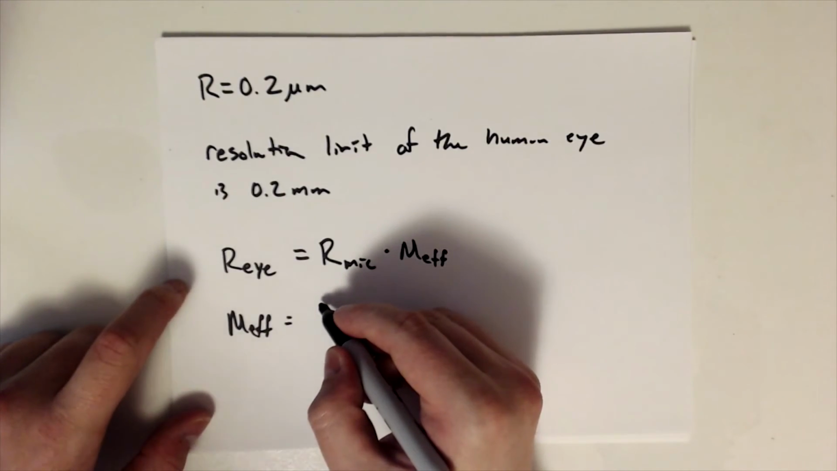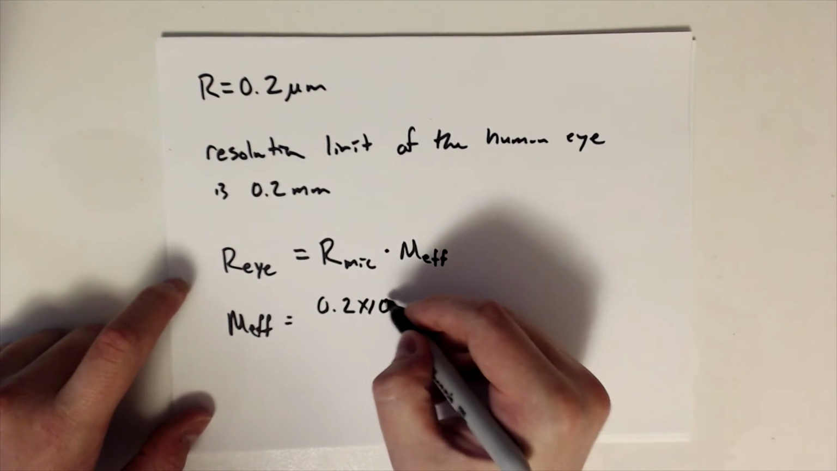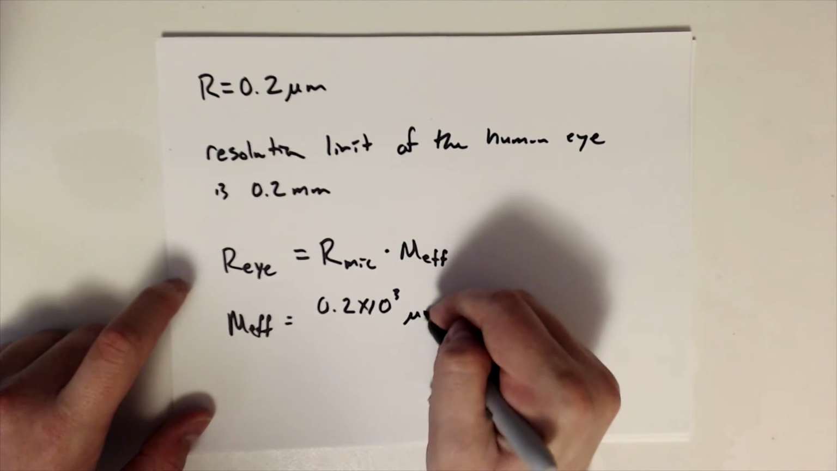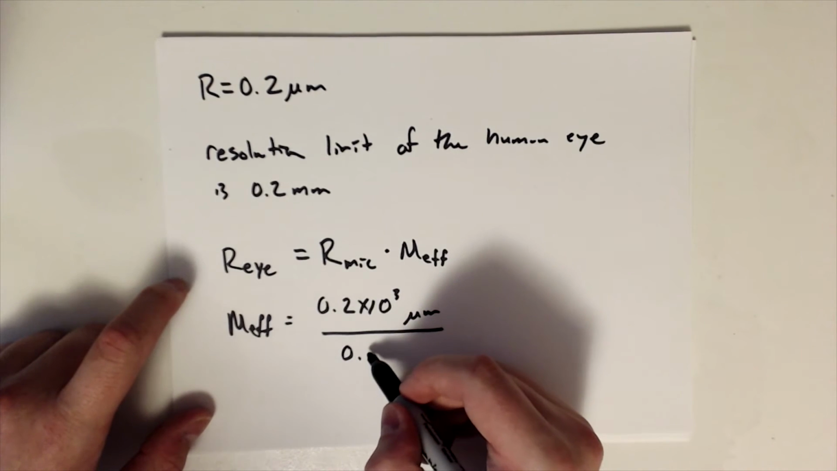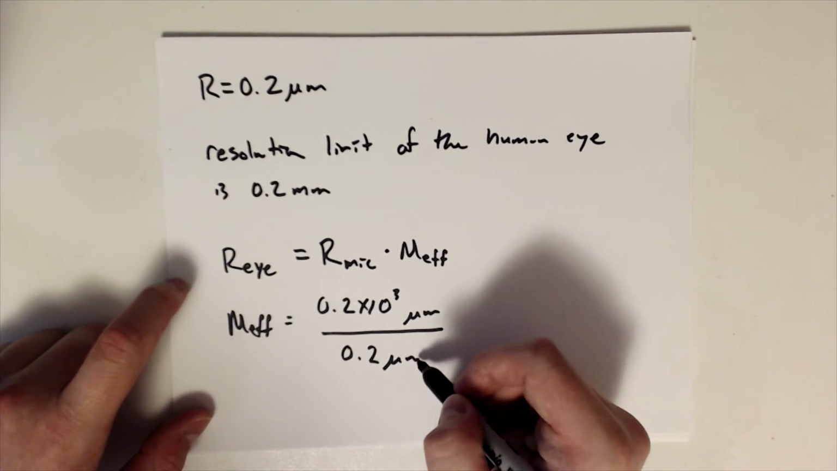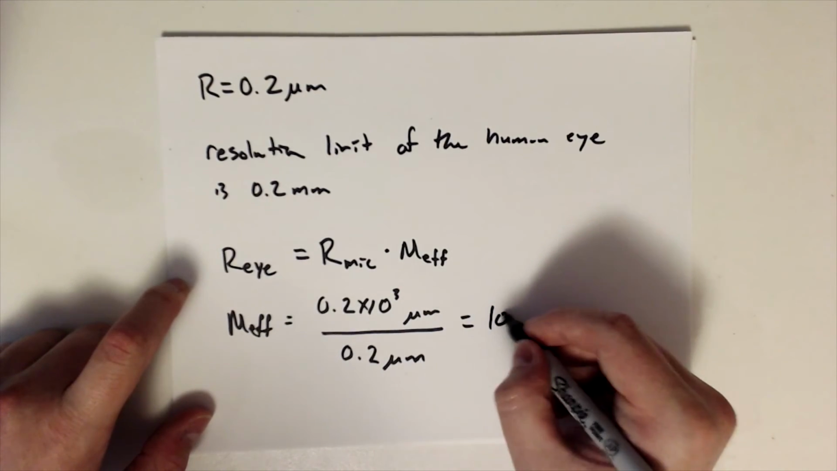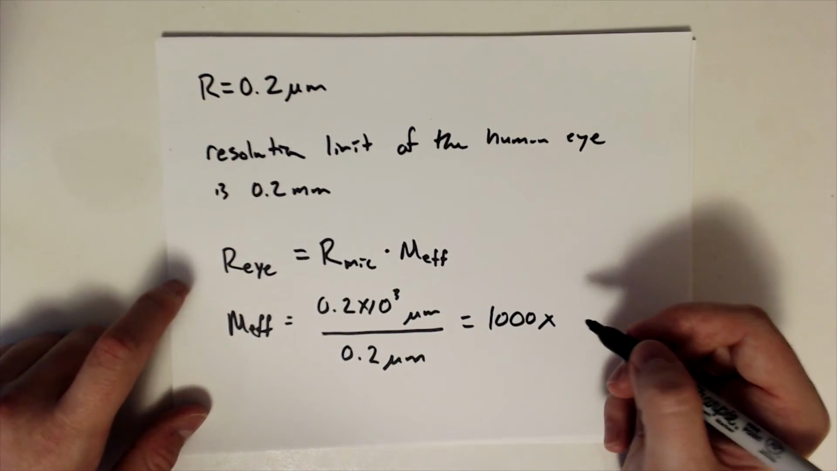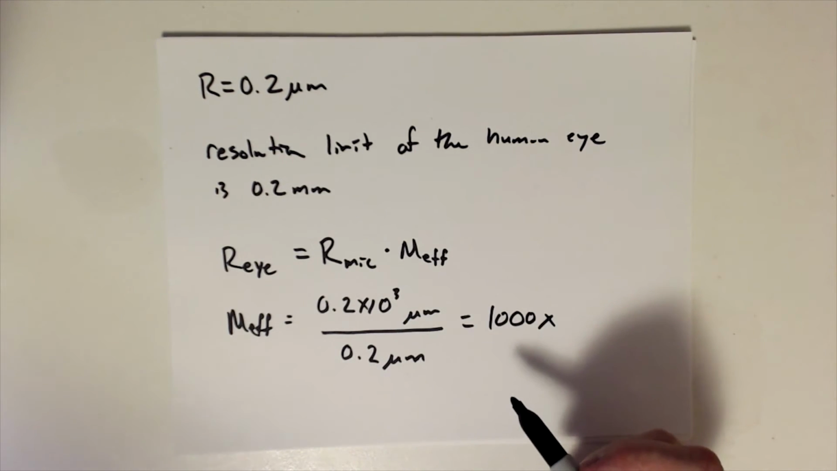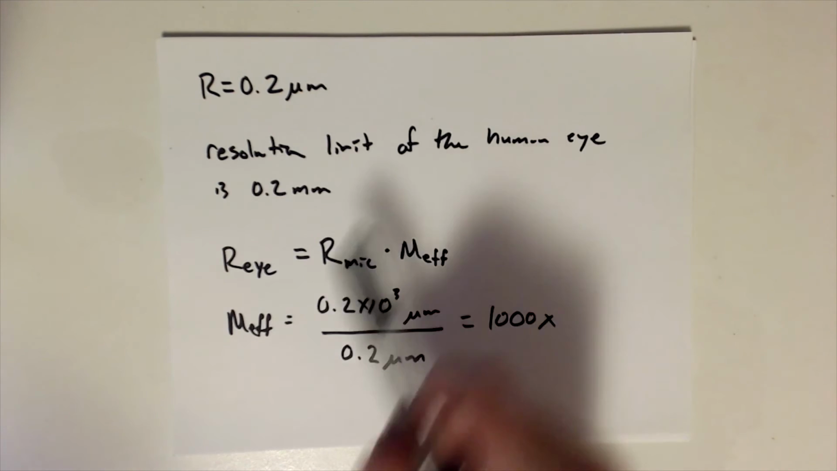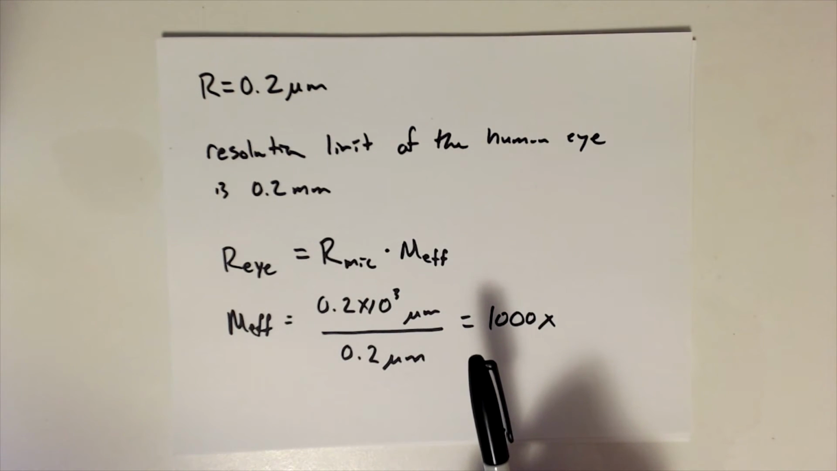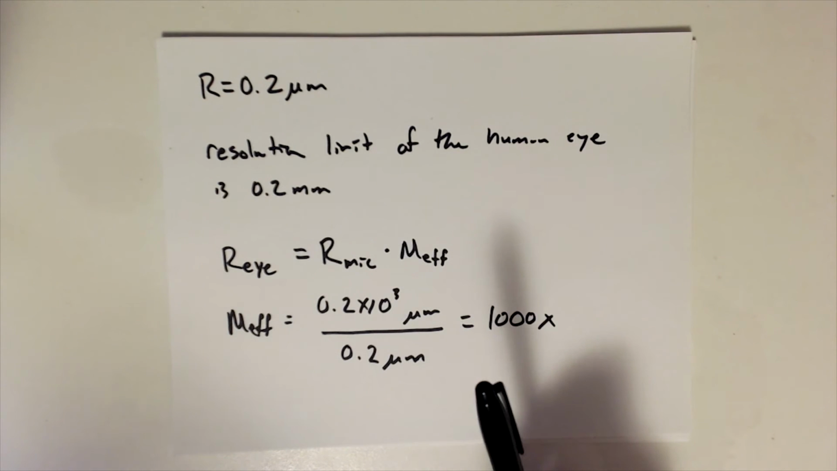So this is 0.2 times 10 to the third micrometers. That's the eye over the microscope, which is 0.2 micrometers from above. And so this gives us 1,000x. So this value here is 1,000. So our effective magnification that we can view is 1,000. So what we've done here is obtain what our effective maximum magnification is for light microscopes. So what we can actually do.